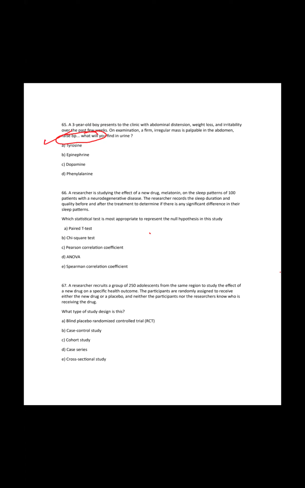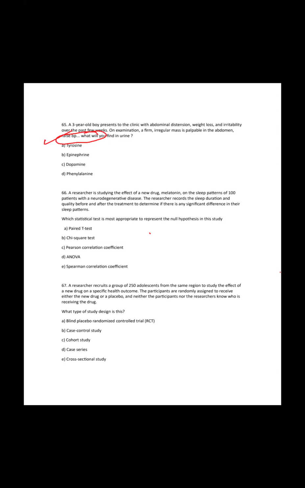In neuroblastoma, metanephrines, yes. So metanephrines are coming from epinephrine. I just showed you how these are coming. These are the breakdown products of epinephrine. Okay, metanephrines and vanillylmandelic acid. You check both in the case of neuroblastoma.